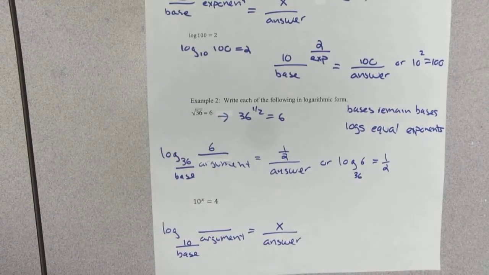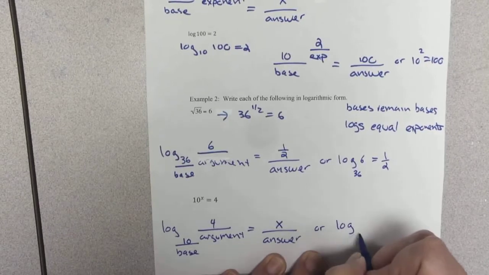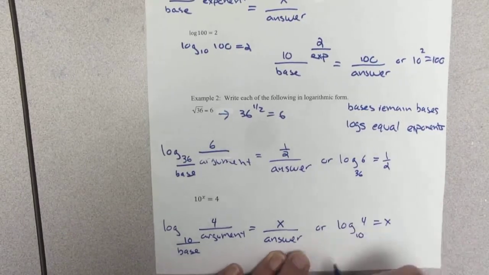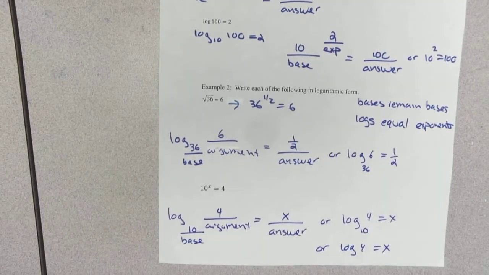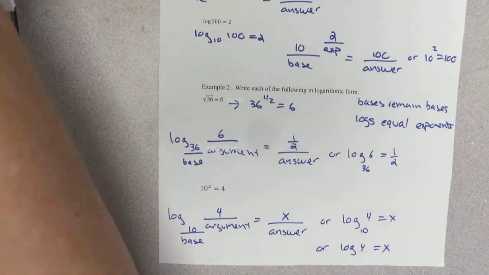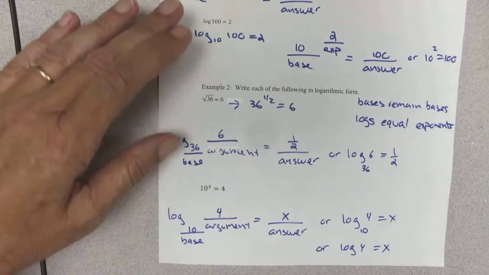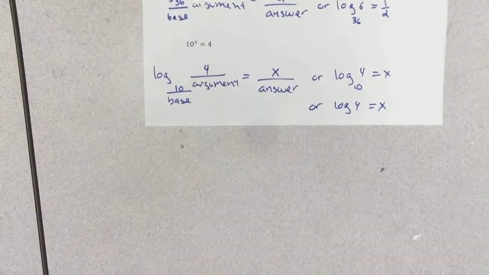Then I've got one space left and one thing I haven't used, and so the argument has to be 4. Or this would be log base 10 of 4 equals x, or just log 4 equals x, because you don't have to write bases of 10. A base 10 logarithm is called a common log, and you don't have to write base 10 if you don't want to. You can, but you don't have to. So if a base isn't written, it's understood to be 10. Couple more.